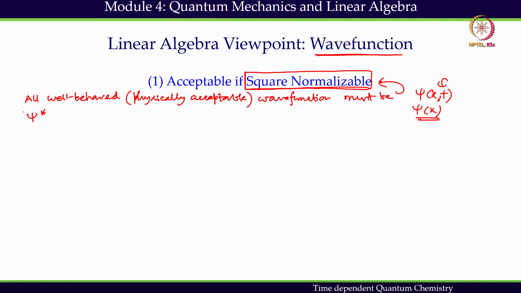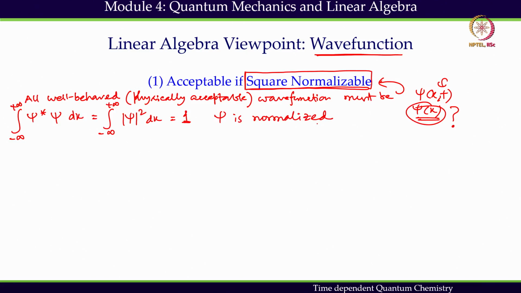What does it mean? If I want to check whether this wave function is usable in quantum mechanics, I have to immediately find out this integral of psi star psi dx. This is the integral from minus infinity to plus infinity of the square of the absolute value of psi dx, and it should be 1. This is called the normalization condition. When it is 1, psi is normalized.